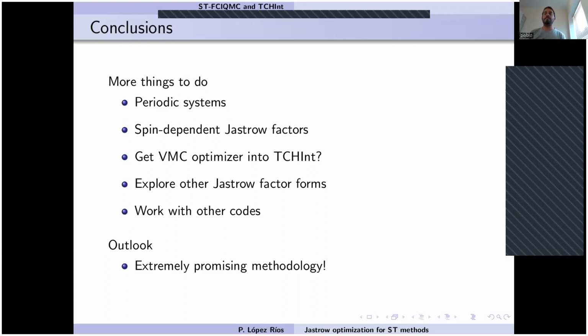I hope I have conveyed the complexity of optimizing a Jastrow factor for quantum chemistry calculations, and there's certainly a lot more work to do. But this is all I wanted to say. So thank you very much.